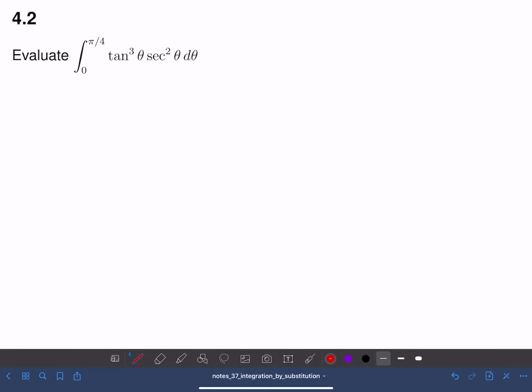So let's do the integral from 0 to pi over 4 of tangent cubed of theta, secant squared of theta d theta. The kerning is really weird on that. I should fix that.